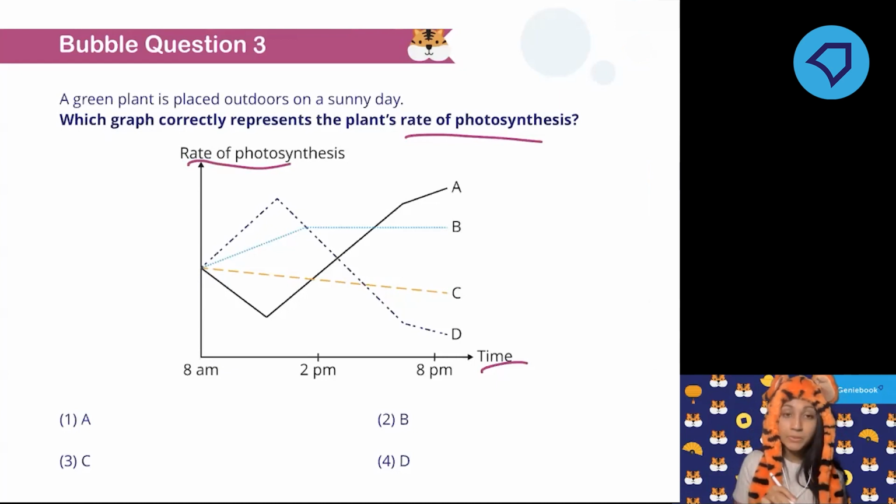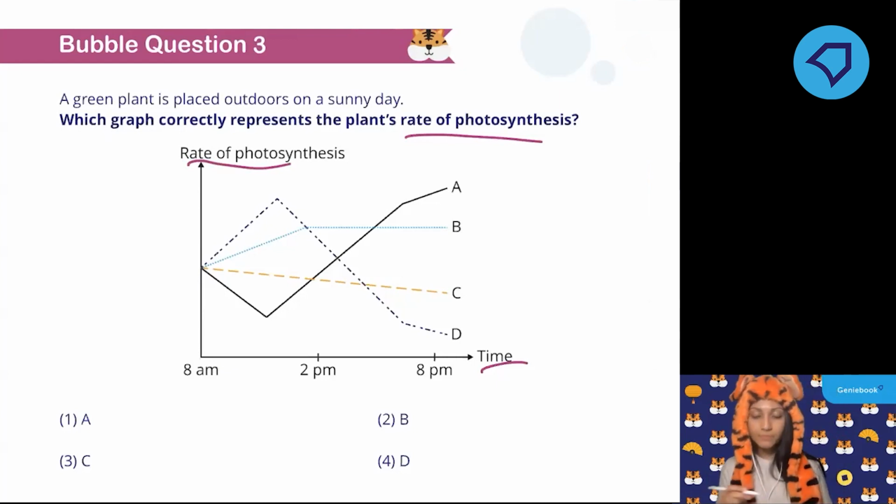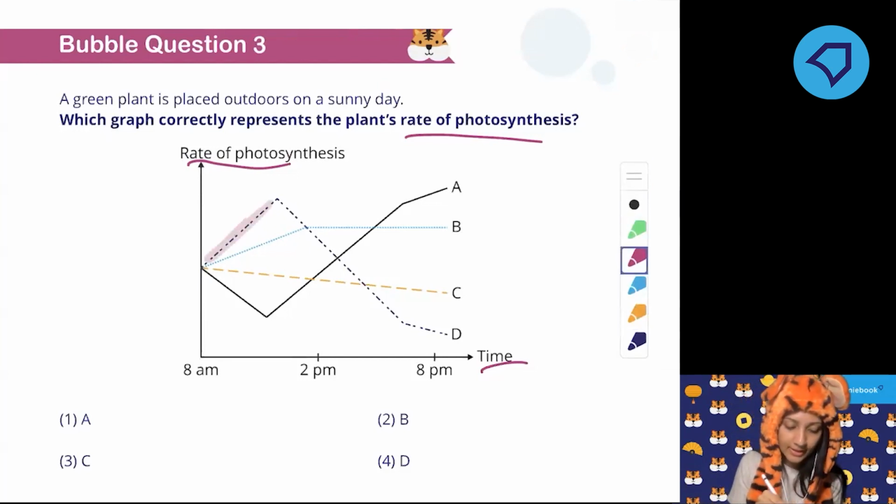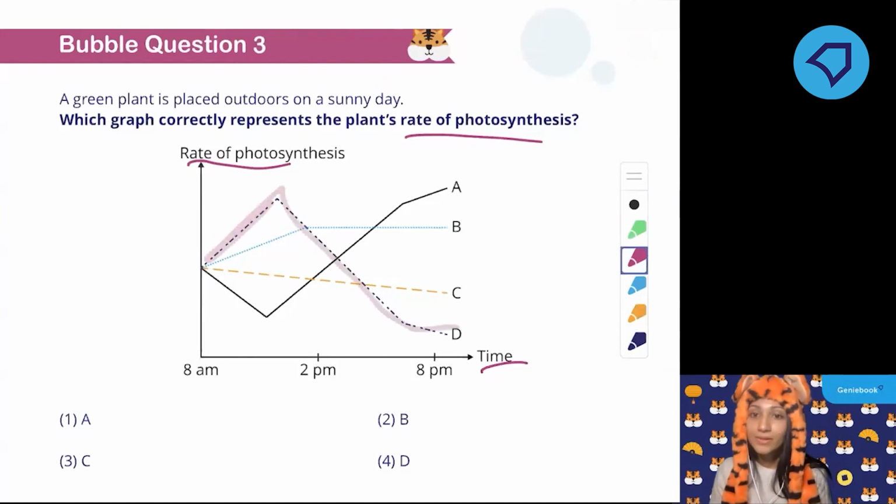It's from 8 a.m. in the morning all the way to 8 p.m. So when do you think is the time where the plant can photosynthesize the most? Who can help me to explain why the answer is D? Why is it that we are referring to this line over here? Why is this the answer?